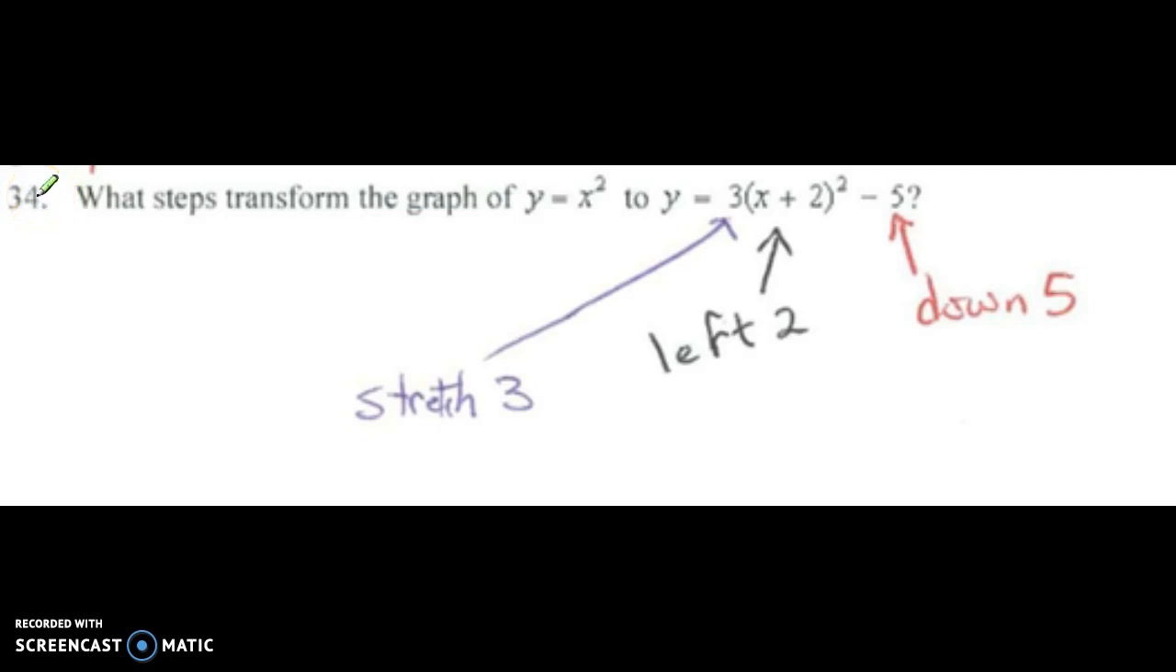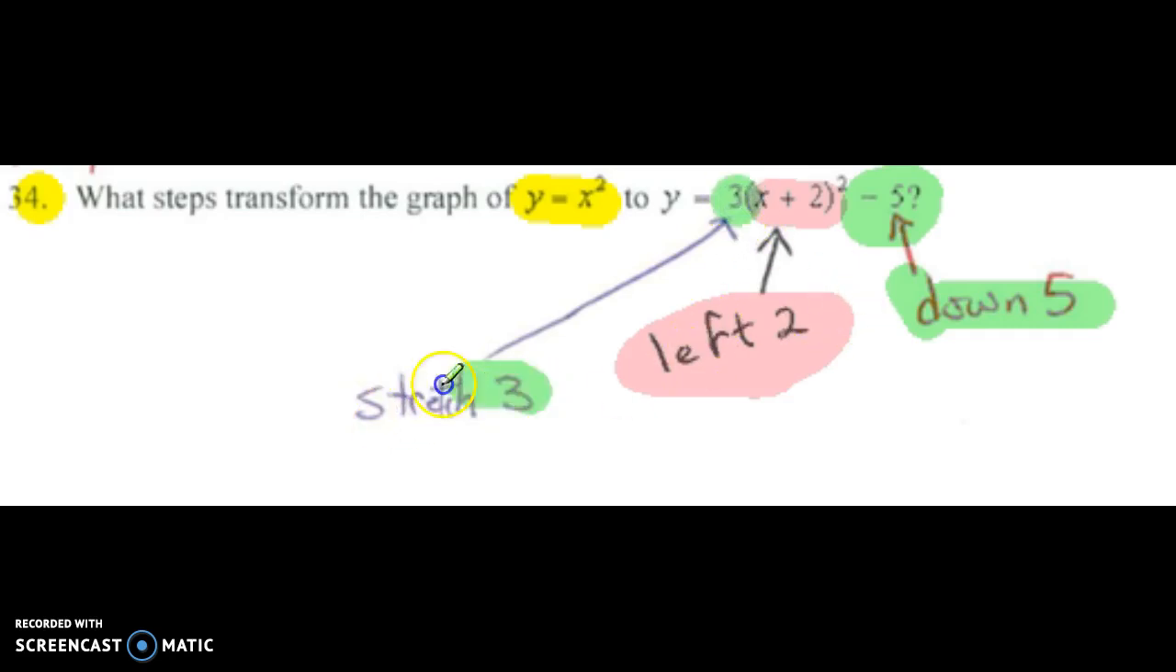In problem number 34, we're going to talk about a transformation here. Here's the parent function. If I go minus 5, that is going to move the graph down 5. And then I'm going to look at my binomial, because this is vertex form. What makes this 0? Negative 2. So negative 2 is going to move it left 2. And then I'm going to look at my a value. It is going to be a stretch of 3.